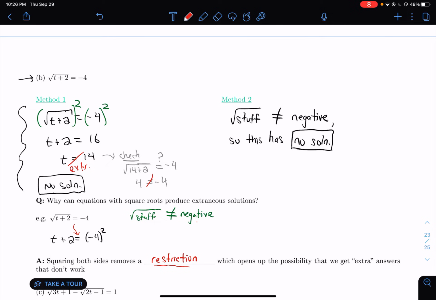And when I remove a restriction like that, it opens up the possibility that we might get some extra answers that don't work. And that's what happened in this equation. We got this extra answer that didn't work.